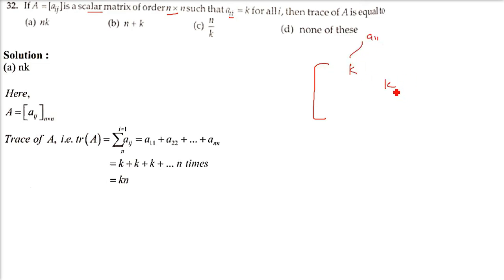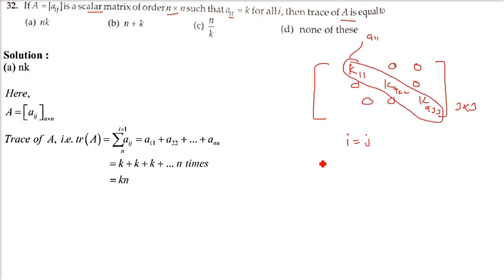Since this is a scalar matrix, all other elements have to be 0. So a11 is k, a22 is k, a33 is k. This is already given in the question. I'm taking an example of 3 by 3. All the diagonals are k. Now the best way to understand this is that k is common, you can take k outside. But what is the trace? k plus k plus k, and this is 3 by 3. But I am saying n by n, so it goes up to n. So when you take the sigma, it will be n into k. So the answer is A.